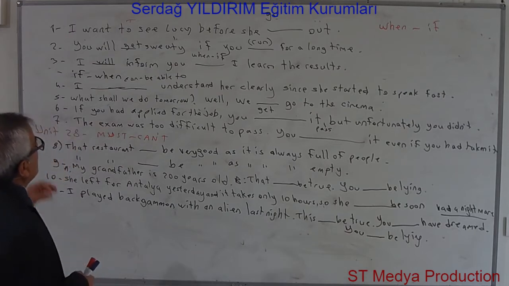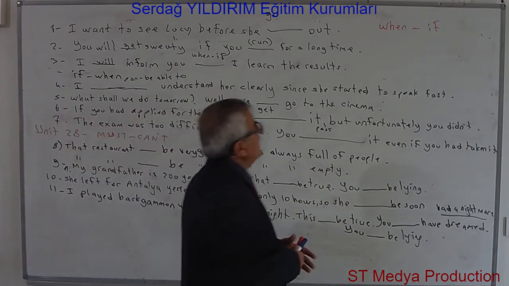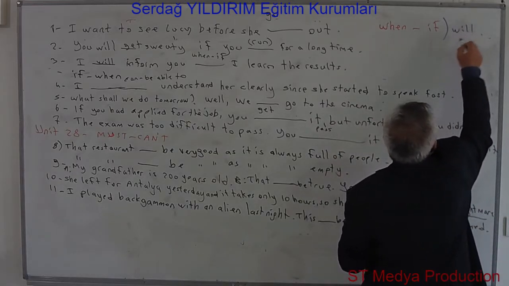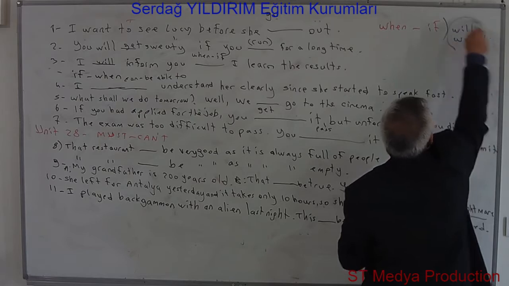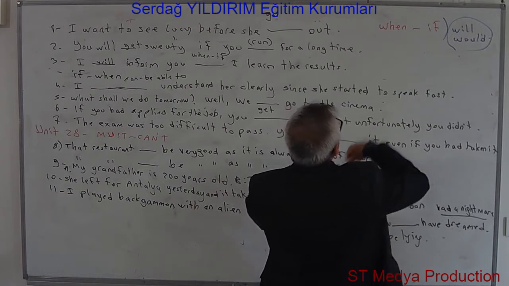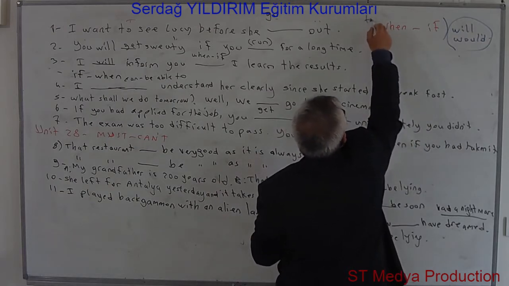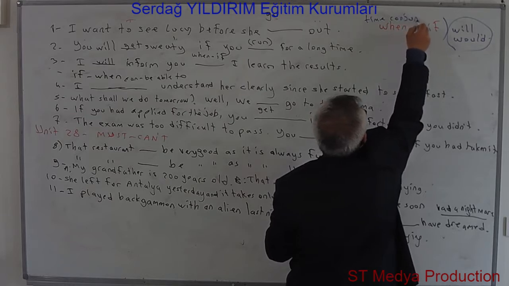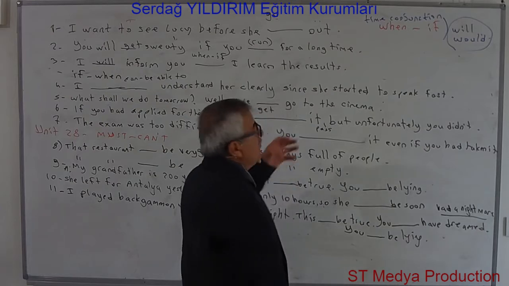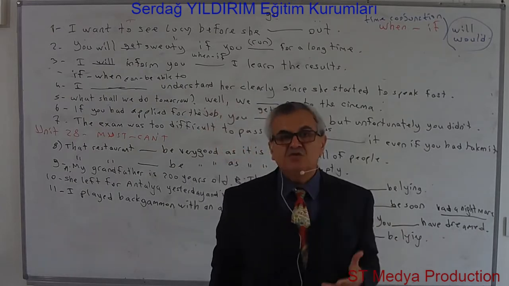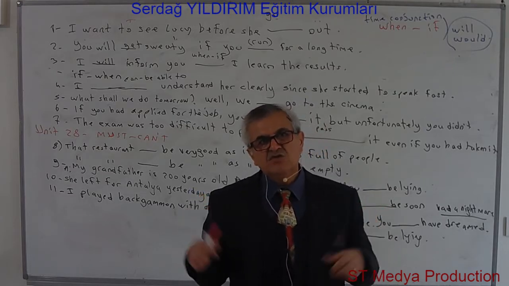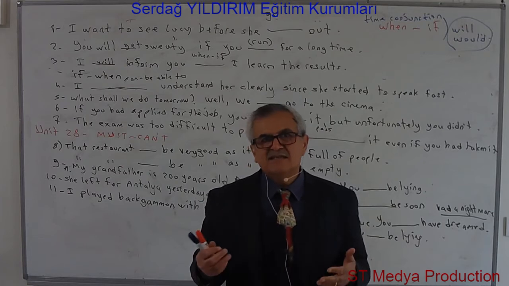So, I want to tell you something about "when" and "if". After "when" and "if", my friends, we don't use "will" and "would" for most situations, okay? Especially when it is used as a time conjunction, it is not used with "will" or "would". But when it is used in a noun clause, we can use it. I want to give an example for you. This is extra information because I don't want you to make mistakes in that way, my friends.